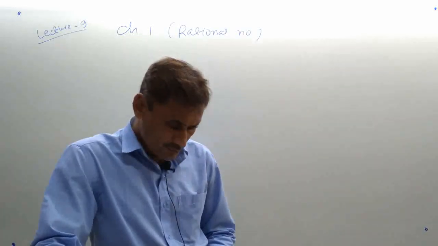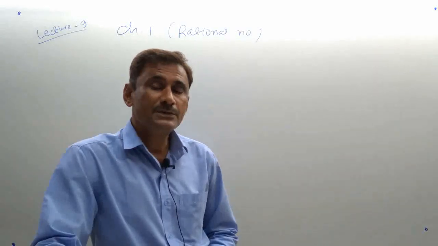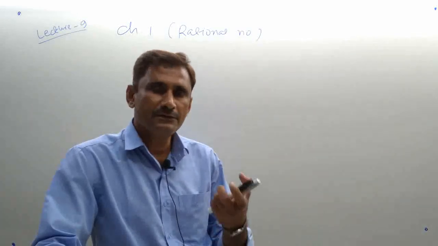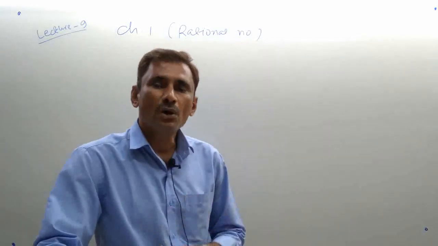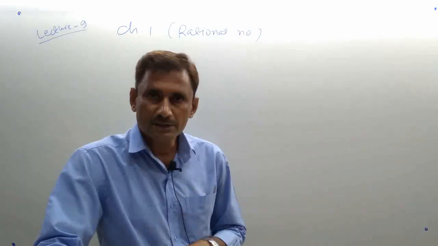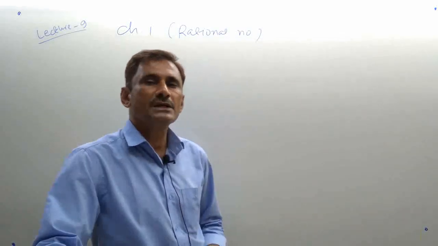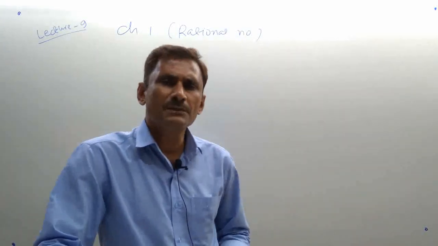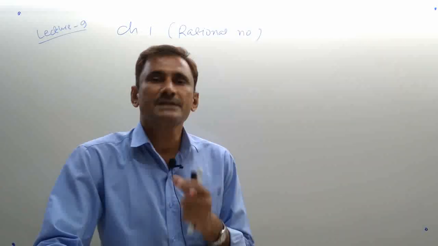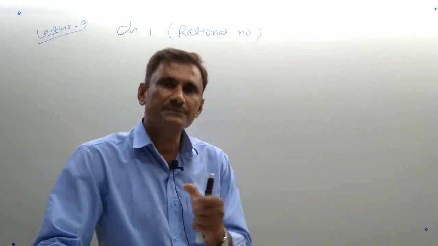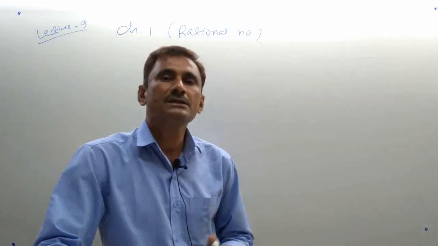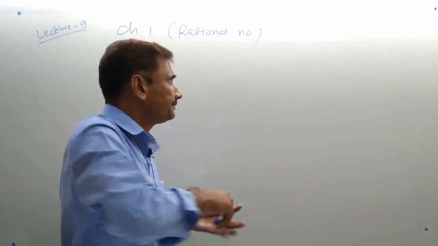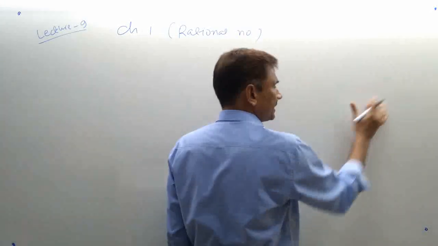What is meant by closure property? Closure property means if you take any two numbers from a particular set, we have so many sets: natural numbers, whole numbers, integers, rational numbers. So from the same set you take any two numbers and either add, subtract or multiply them, then the answer should be in the same set only. Then we can say the closure property is followed.